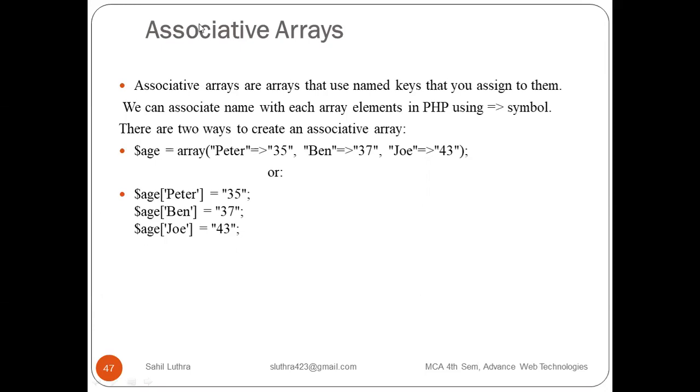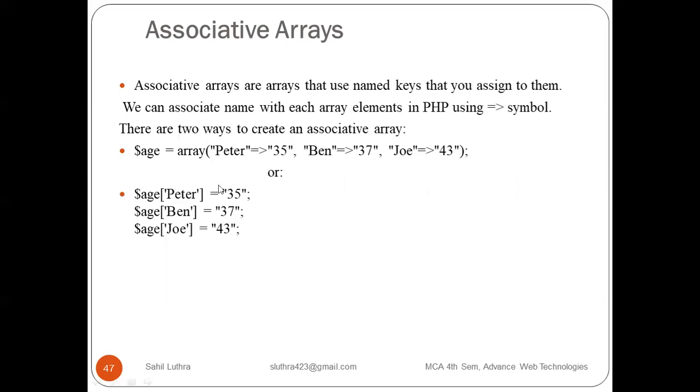So this is the name of the array, and here we are passing the values to our array. Okay, so these are the values which we are passing to our array. So these are the keys, Peter, Ben, Joe. So these are the keys which we are using. After that, the next one is, the first method is this is how we can create an array in a single line.